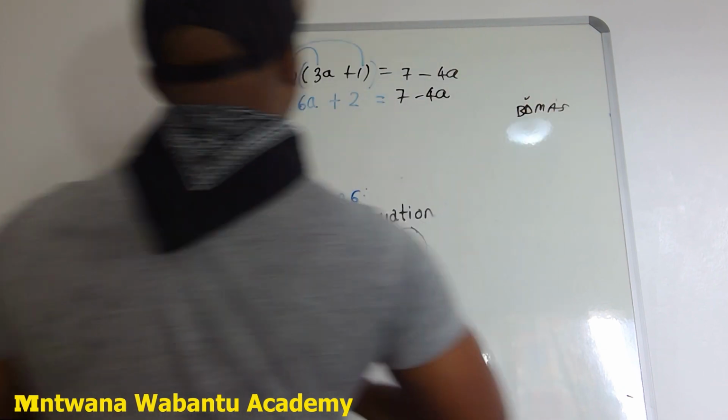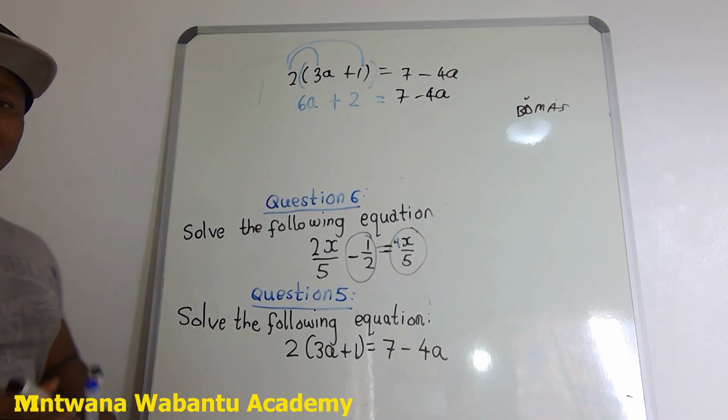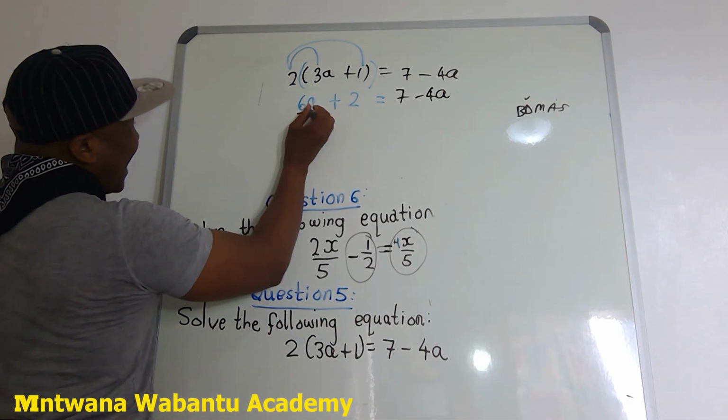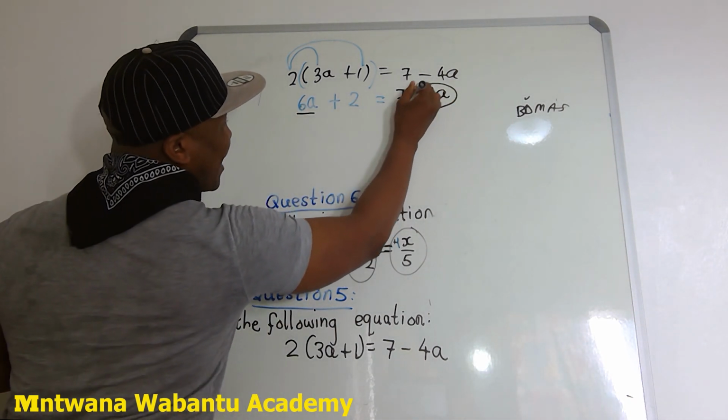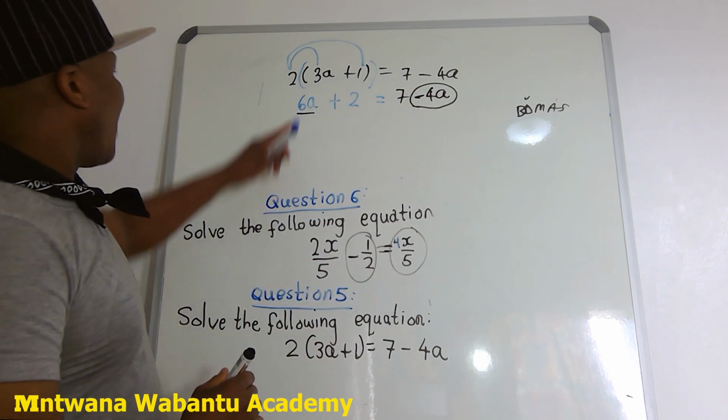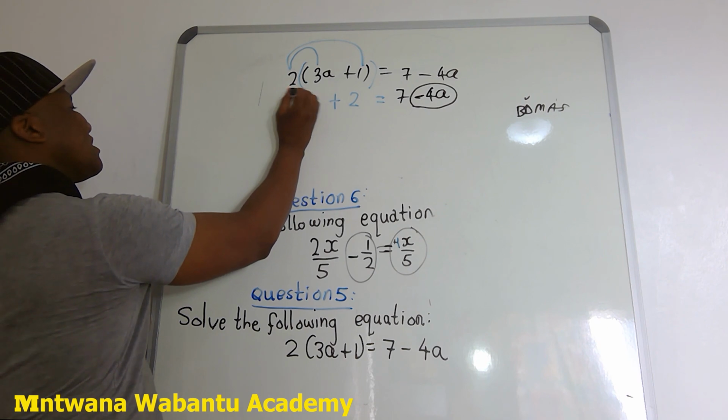Always start at the bracket. Now we go. In this case, we have to put together all like terms. See this one? 6a. And this is negative 4a. You see what I'm taking? When I take a number, I take it with a sign. What about this? You take a sign. If there's no sign, it's like a positive.